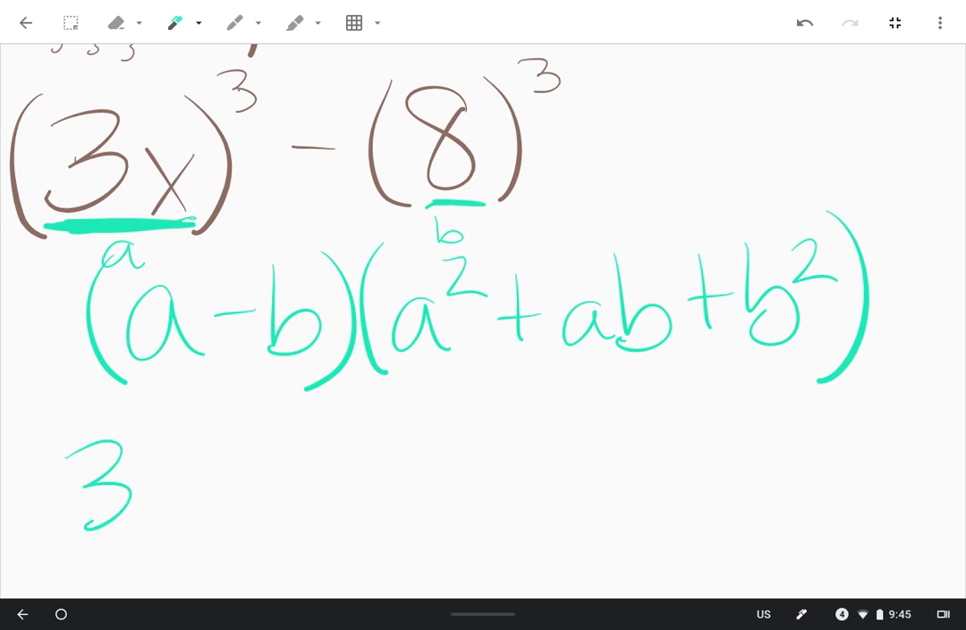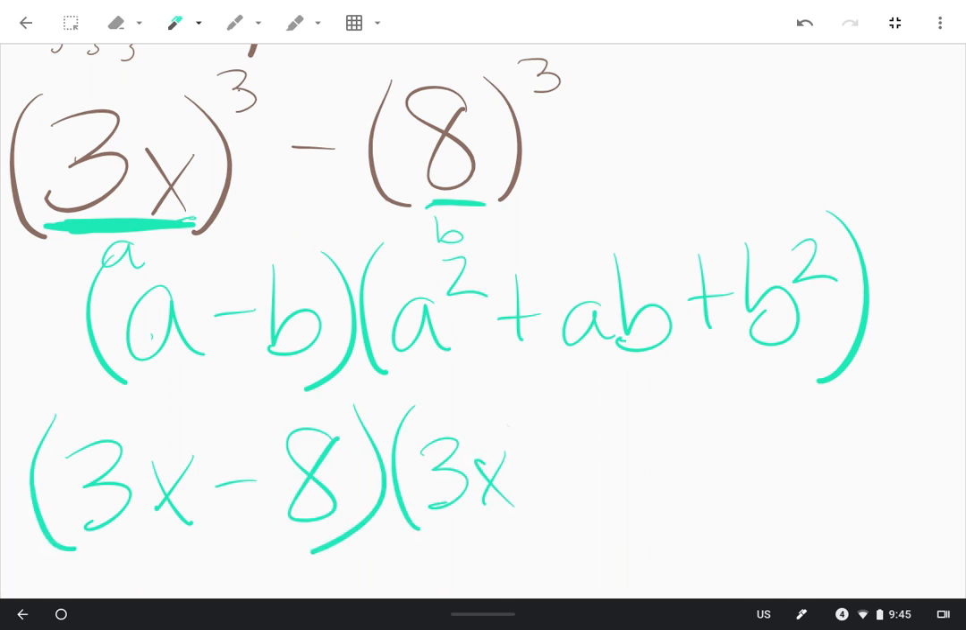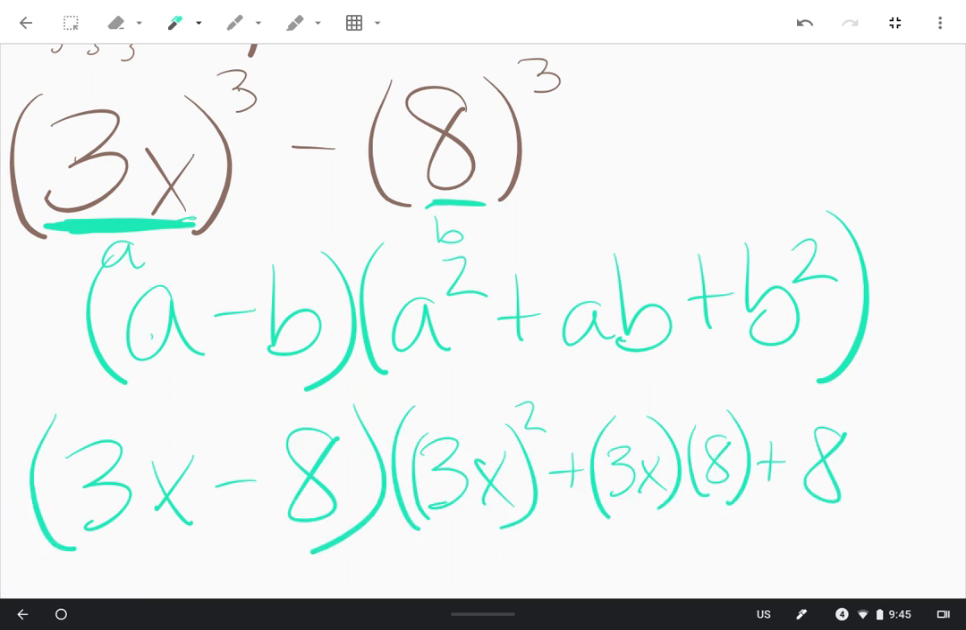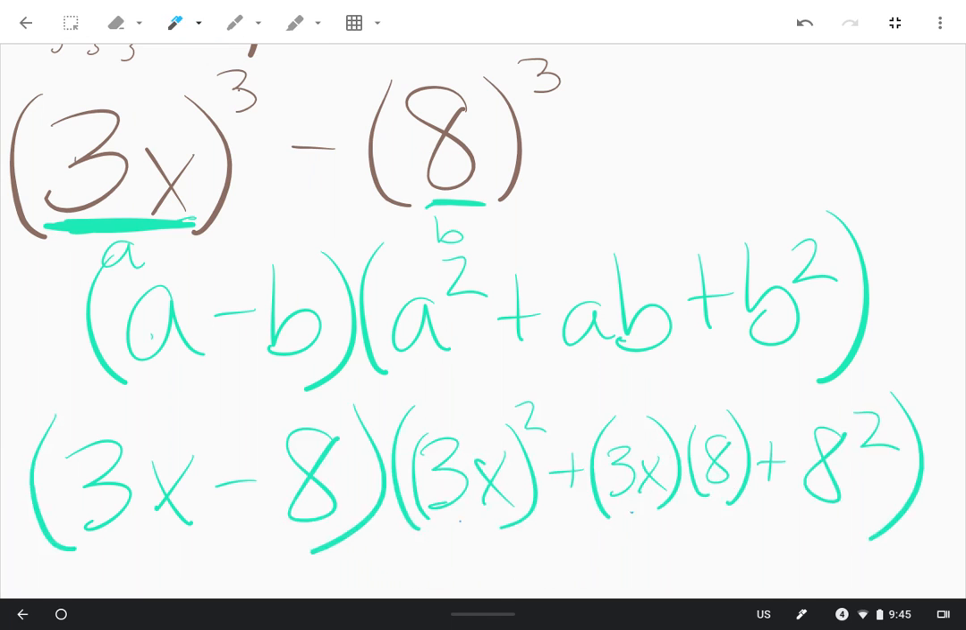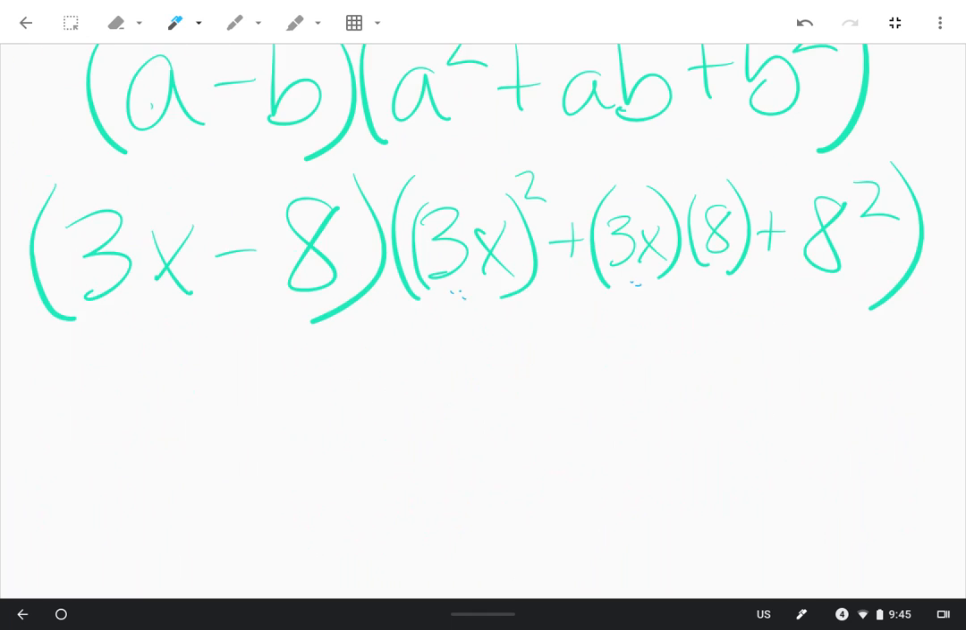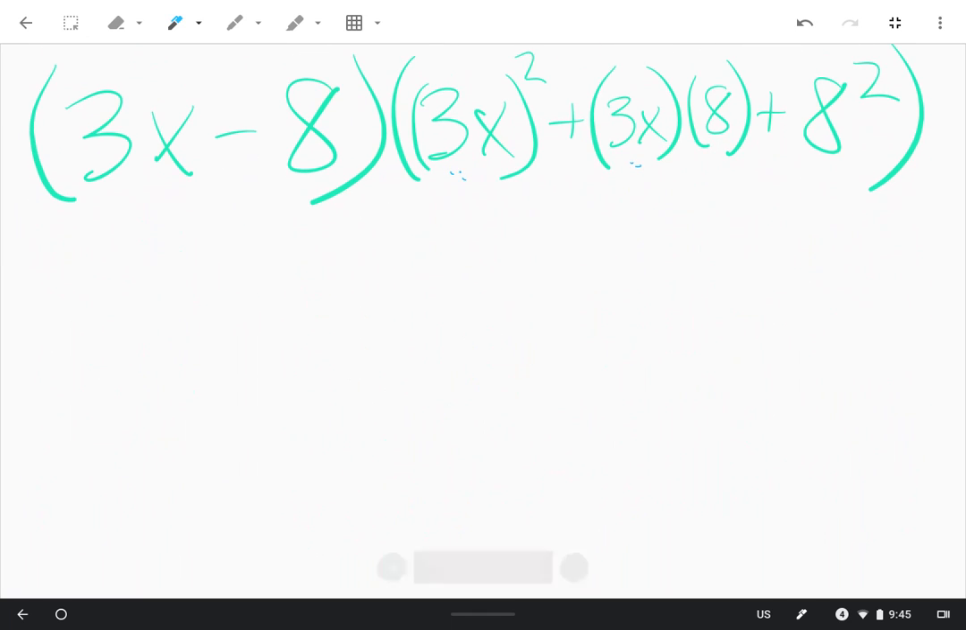So a is going to be 3x minus 8, 3x, 8. Okay, now 3x squared plus 3x times 8 plus 8 squared. So you can see it's a little bit more complicated because of these coefficients. We have to deal with these parts right here. So we're going to have another step of working everything out. So we have 3x minus 8.